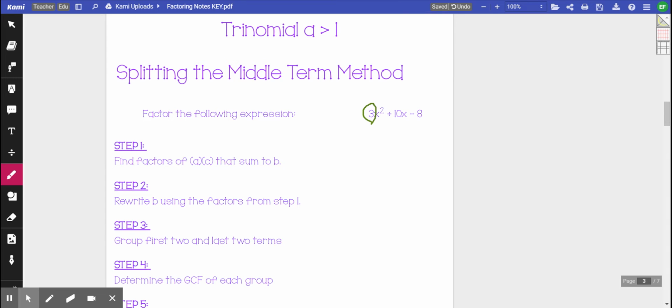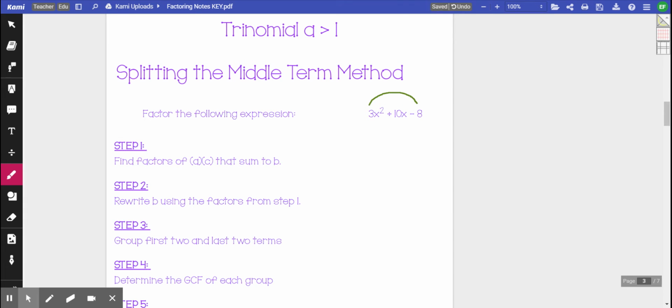There are 2 techniques that I'll go over in this video for factoring trinomials with a greater than 1. First one will be splitting the middle term. So keep in mind you'll have your choice as to which method you prefer. Both methods will require you to start out by multiplying your a and your c term. So a is 3, c is negative 8.